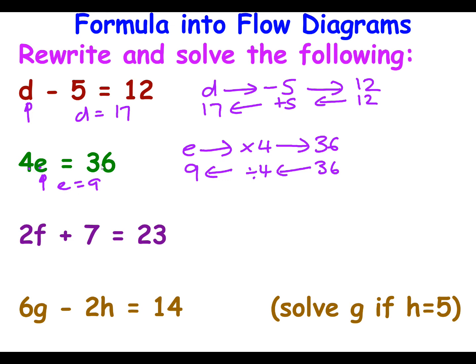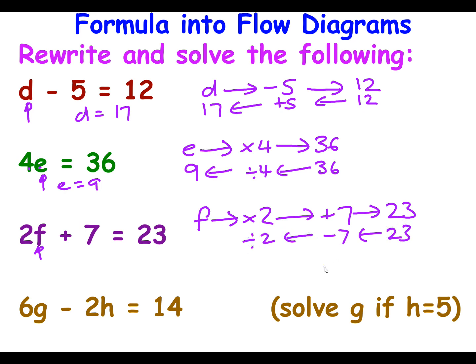Let's look at the next one. So we're trying to solve f, so let's tell the story of what's happening to f. The first thing that happens to f is it's being multiplied by 2. Then we're adding 7 and it gives us our answer of 23. So f is being multiplied by 2, then we add 7 and we end up with 23. So let's come back the other way.